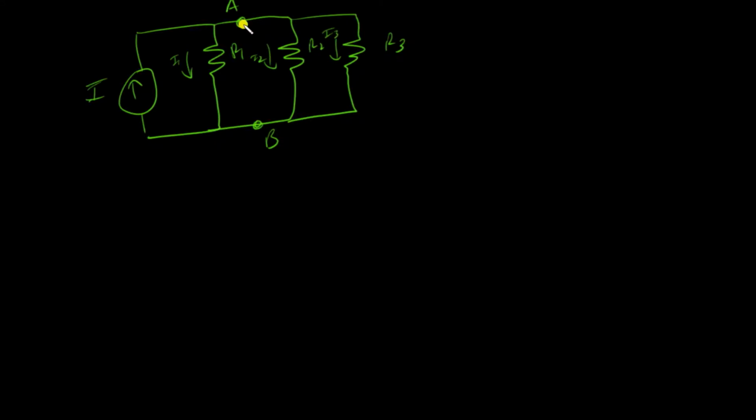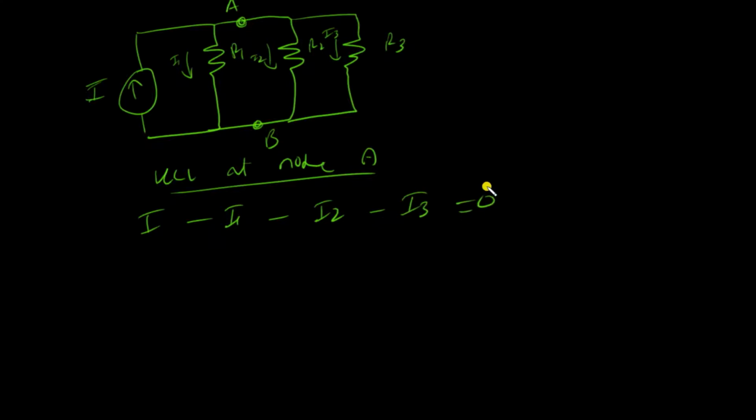If I apply KCL at node A, I can see that there's big I entering the node, there's I1 leaving the node, there's I2 leaving the node, and there's I3 leaving the node, and that is equal to 0. Because I've taken the currents as going downwards, that would mean that A is the positive terminal and B is the negative one. So I is equal to I1 plus I2 plus I3.